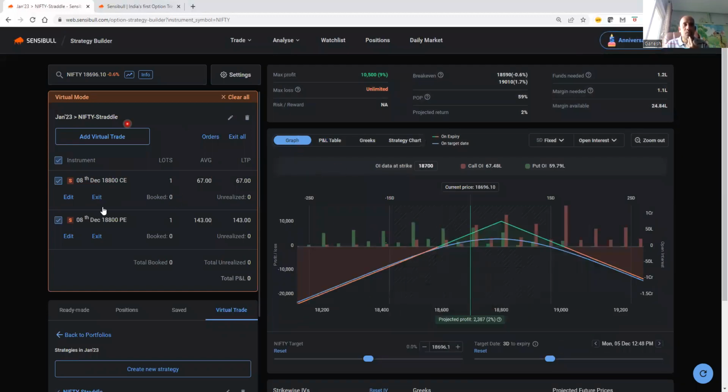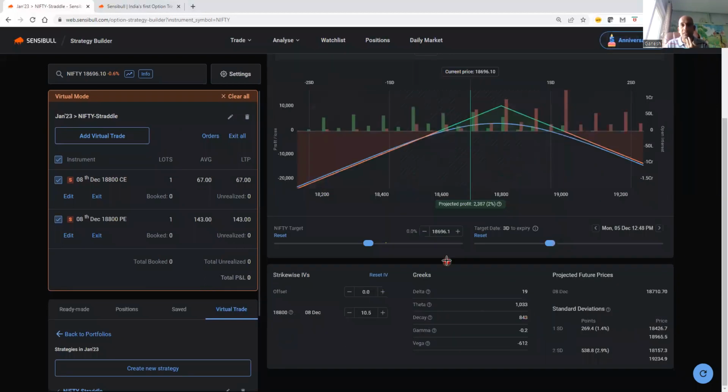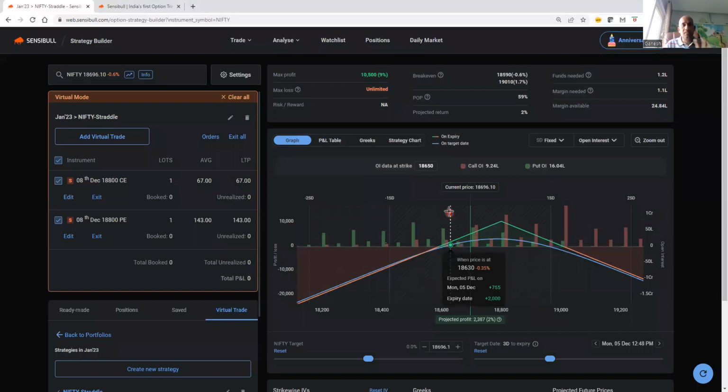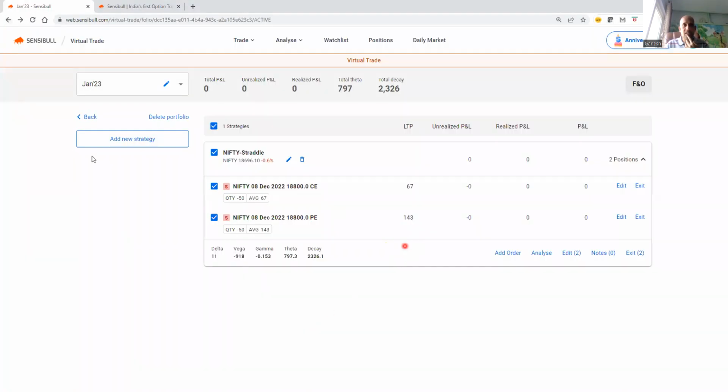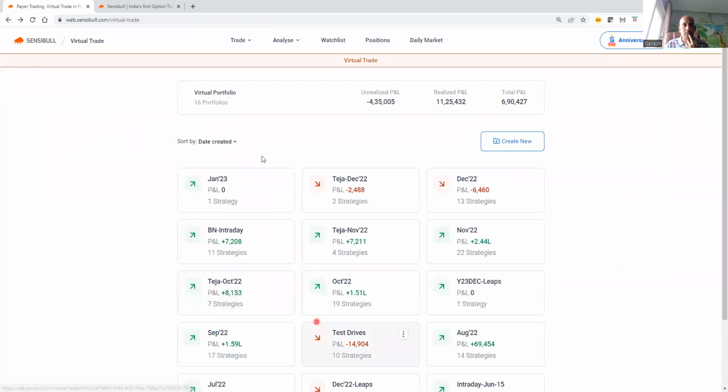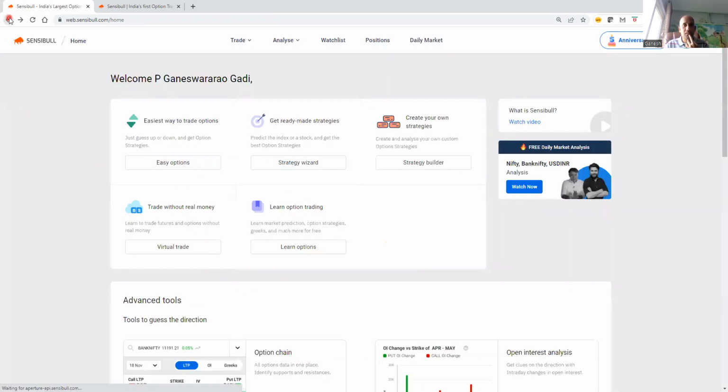You can add whatever adjustments and all other things here. Delta, whatever, the same thing. But this is a virtual one. That's the difference, and nothing else. Everything else is the same, so you can directly do whatever you can do. So this is all about virtual trade.